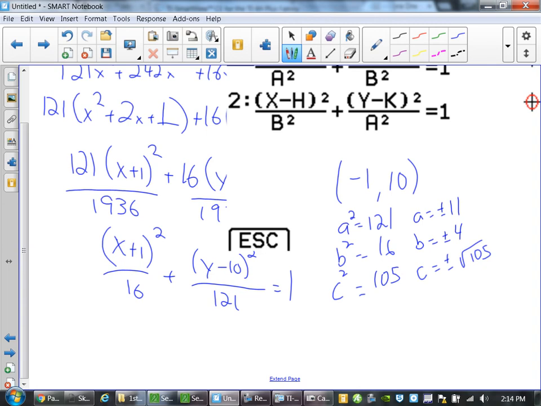Isn't that the distance of the square root of 105 then? The square root of 105, yeah. So you'd be going up and down root 105 from what's our center? The center is at -1 and 10. So you move up and down from there. They'll be vertical.